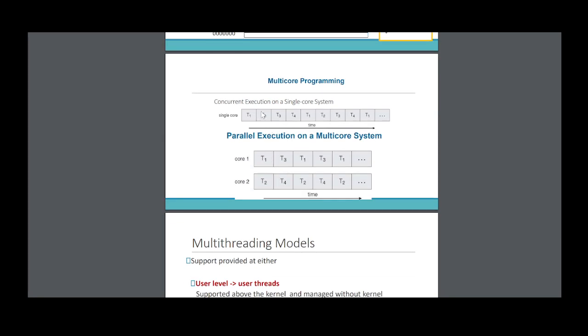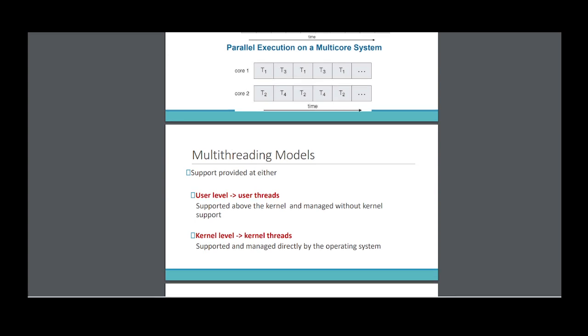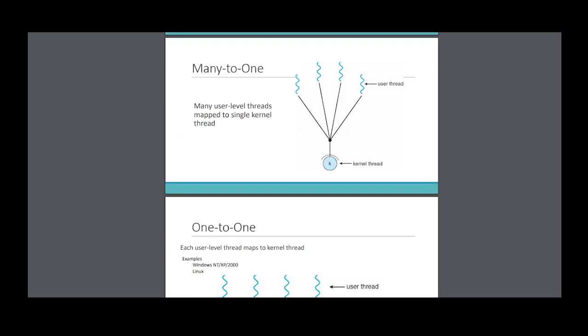Okay, the difference between single core system and multi-core system. A single core system uses one processor, and a multi-core system uses multiple processors, which makes the process faster. Okay, I'll skip this one first, then go to many to one.